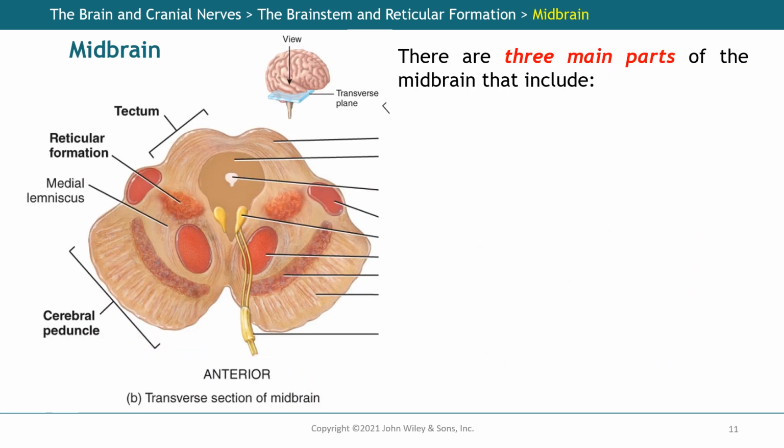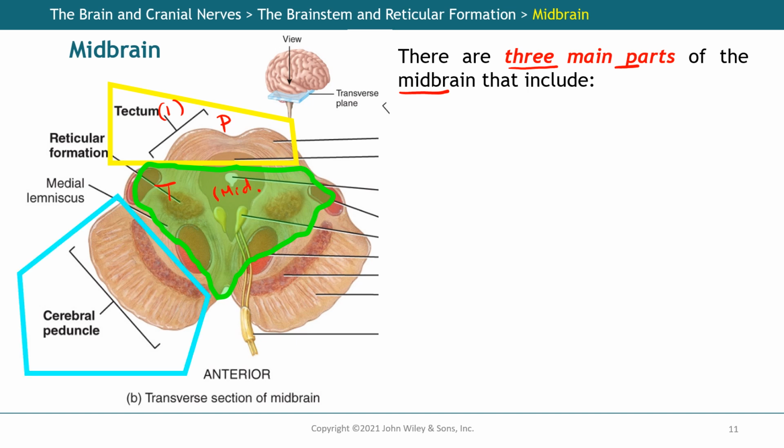Now in this slide we're going to talk about the three main parts of the midbrain. The first part is found here, the tectum, located in the posterior region. The second area is the tegmentum, which is in the middle region. And finally, the third region. So here is the second, and in the third region, these two regions are called cerebral peduncles, located in the anterior region.